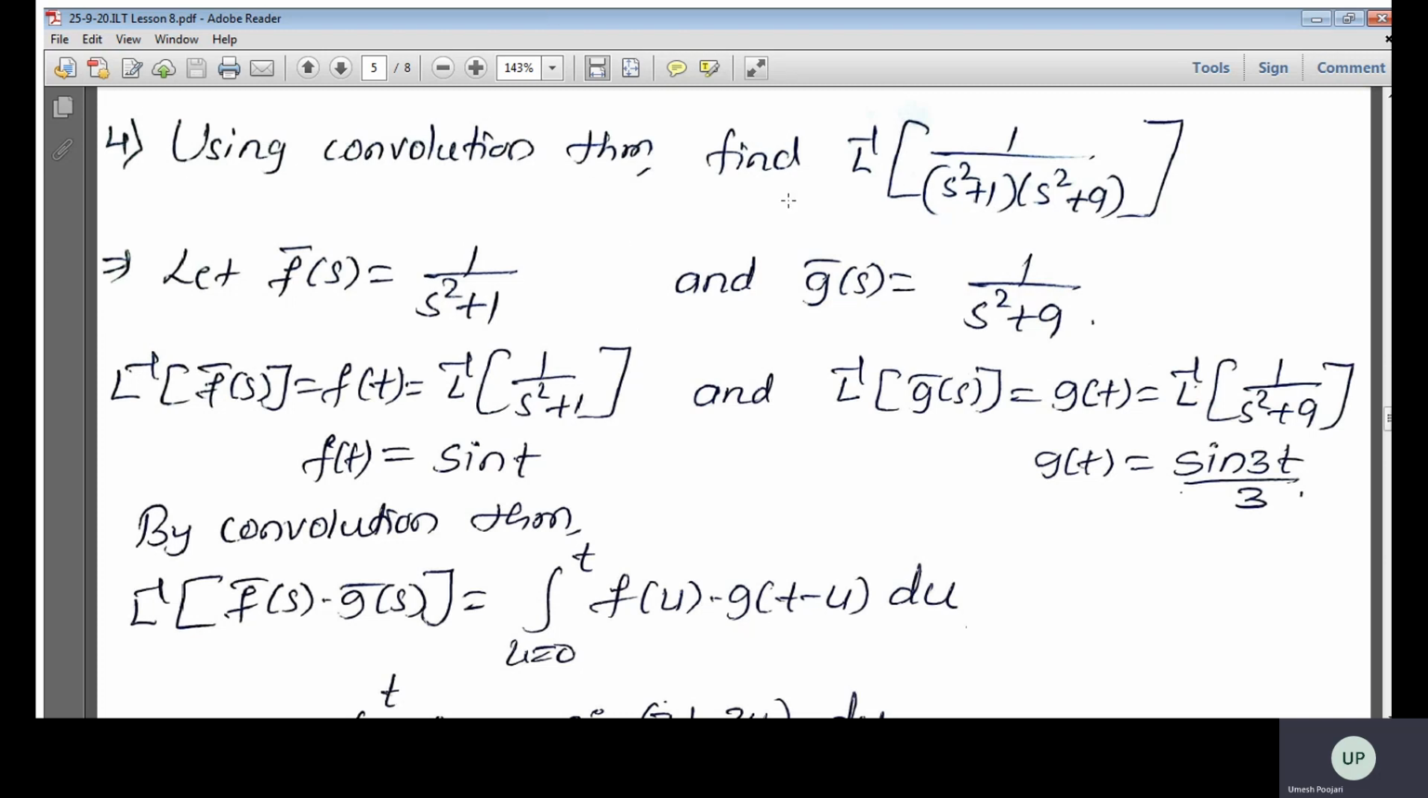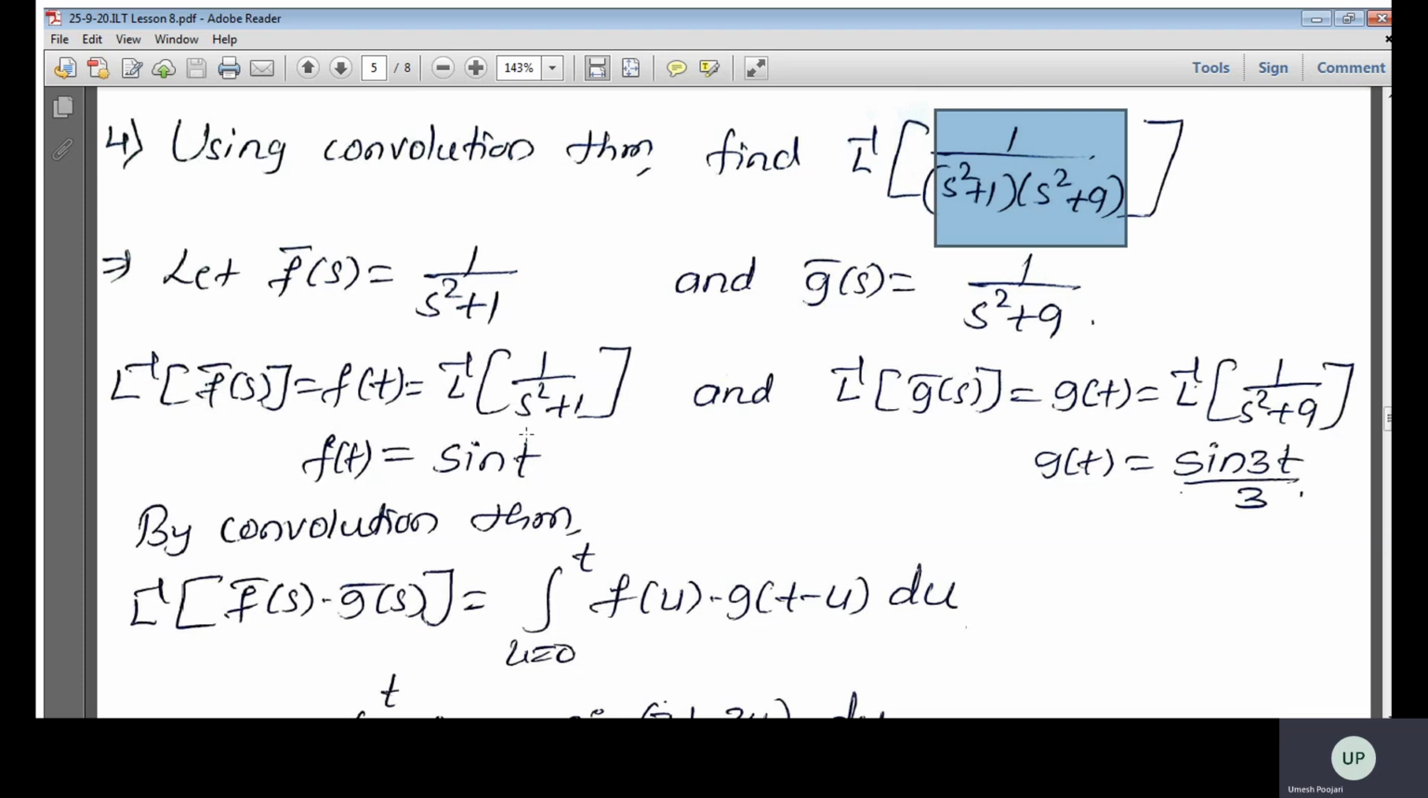Using convolution theorem, find L inverse of 1 by s square plus 1 into s square plus 9. Again you can see here there is a product of two different terms, s square plus 1 and s square plus 9. So try to express this term as a product of two functions. So let us take f bar of s equal to 1 by s square plus 1 and g bar of s equal to 1 by s square plus 9. Then taking inverse, L inverse of f bar of s equal to f of t, that will be L inverse of 1 by s square plus 1.